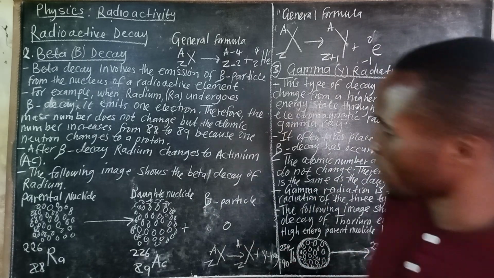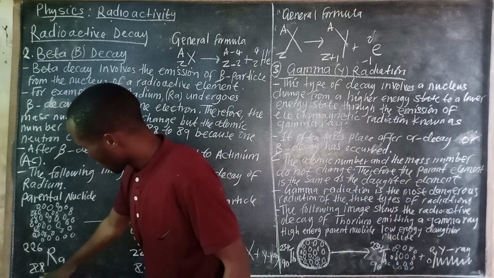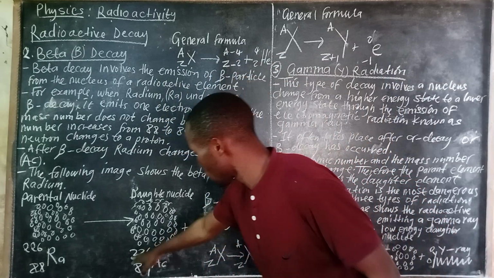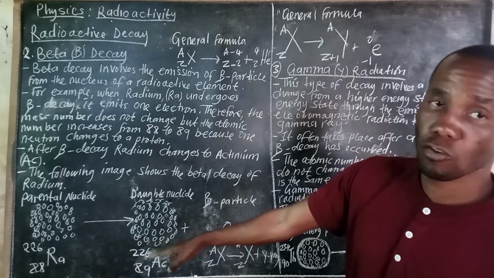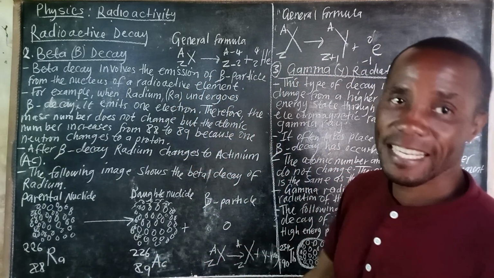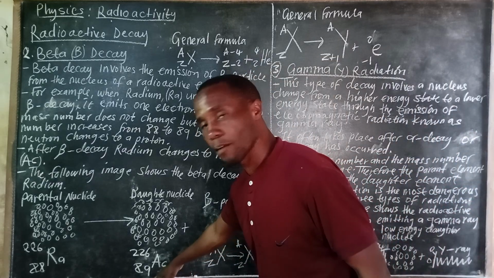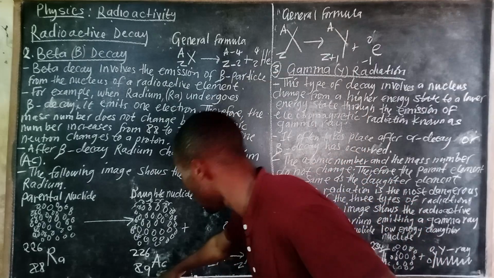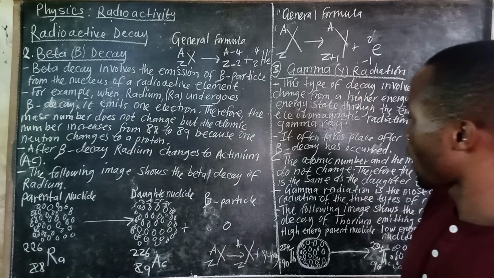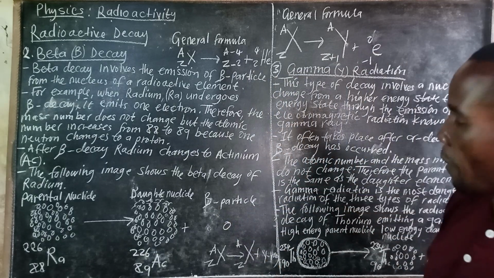Now the following image shows the beta decay of radium. The parent nuclide has mass number 226 and atomic number 88. The daughter nuclide still has mass number 226, but the atomic number increases to 89. Despite having the same mass number, the element changes to actinium. Then plus what we have given out: one electron, which is the beta particle.